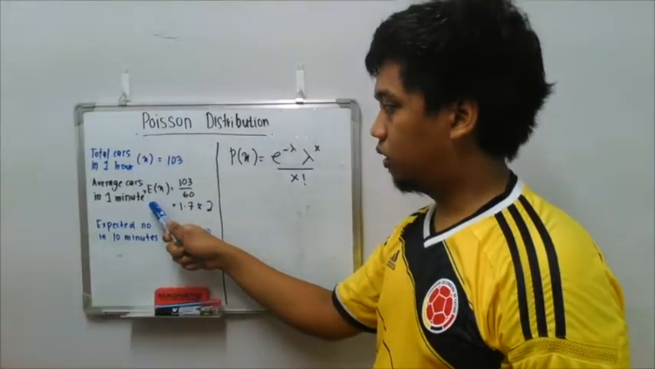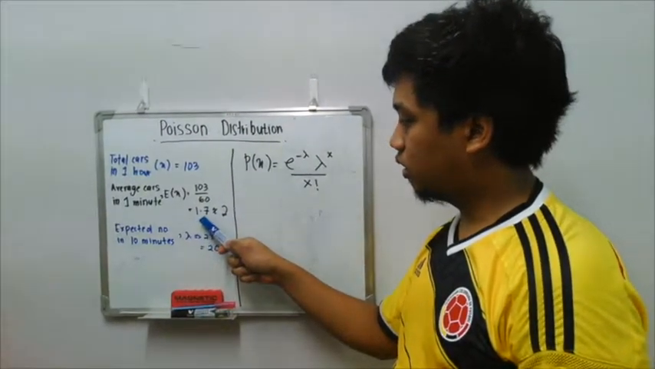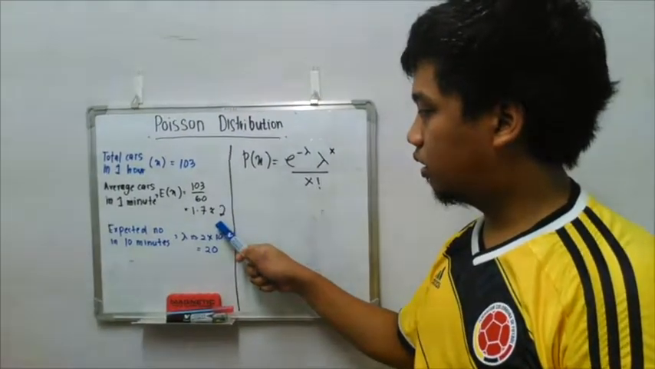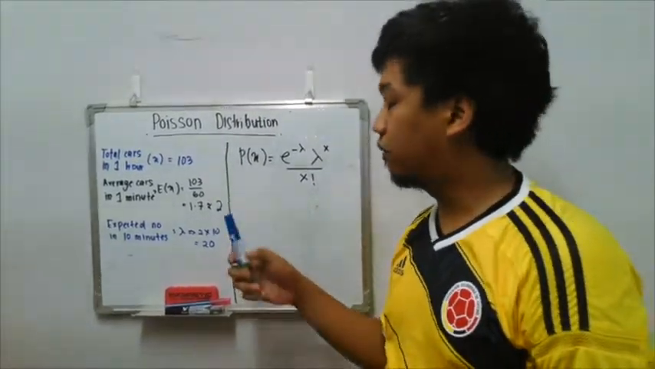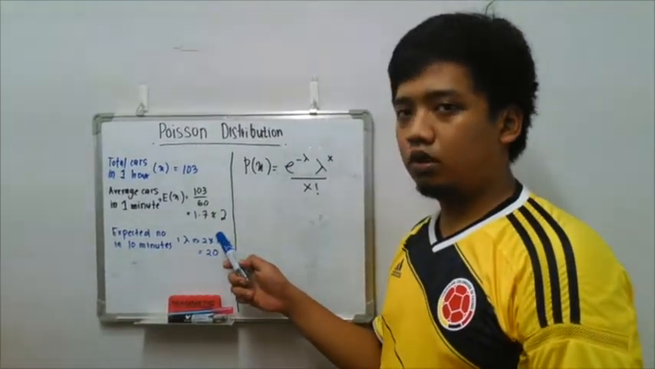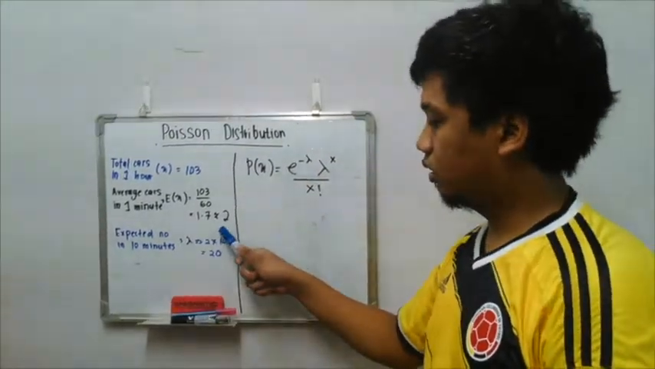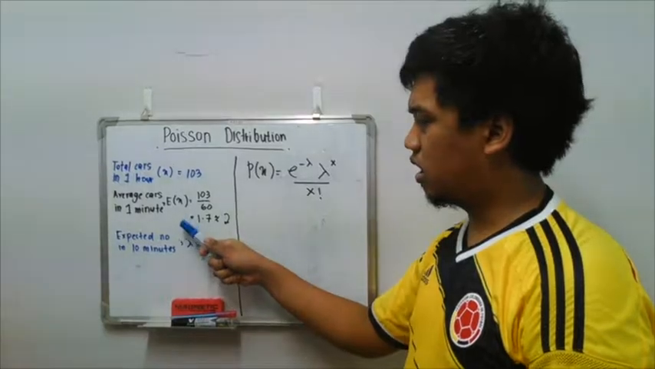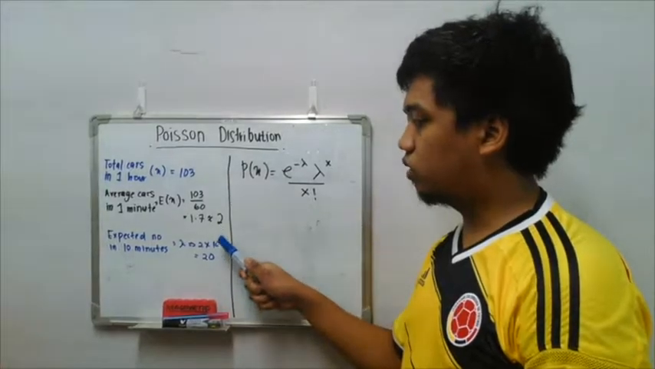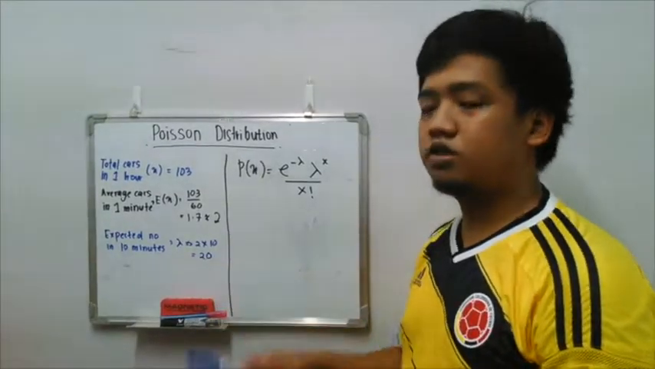The average number of cars in 1 minute, we divide the total cars by 60 minutes. So the number of cars is actually 1.7, but we approximately take it as 2 cars that pass in front of my house. So for the expected number of cars that pass in front of my house in 10 minutes, because we want a given 10 minutes, the average cars in 1 minute is multiplied by 10. So 2 cars times 10 equals 20 cars that pass in front of my house in 10 minutes.